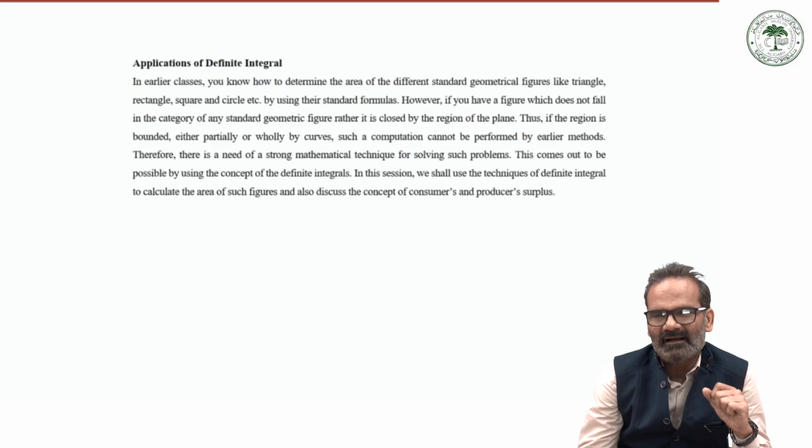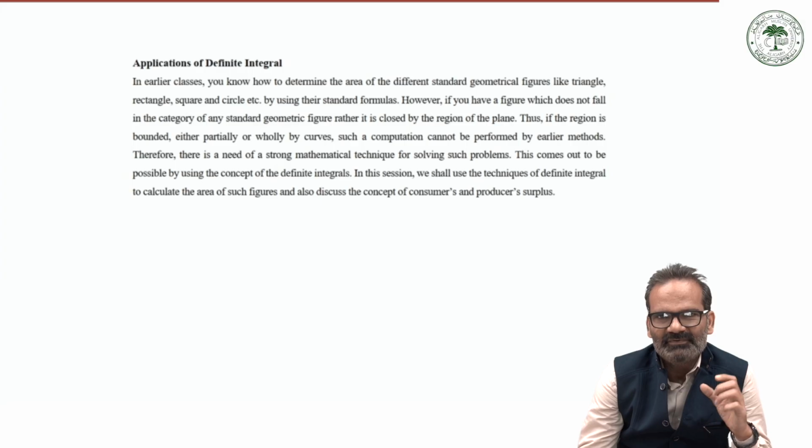In your earlier classes, you all know that we have a number of standard formulae and methods to find the areas of different geometric figures. Like triangle, we have a specific formula to find the area of a triangle, square, rectangle, as well as circle. So all these standard figures have their specific formulas to calculate their areas.